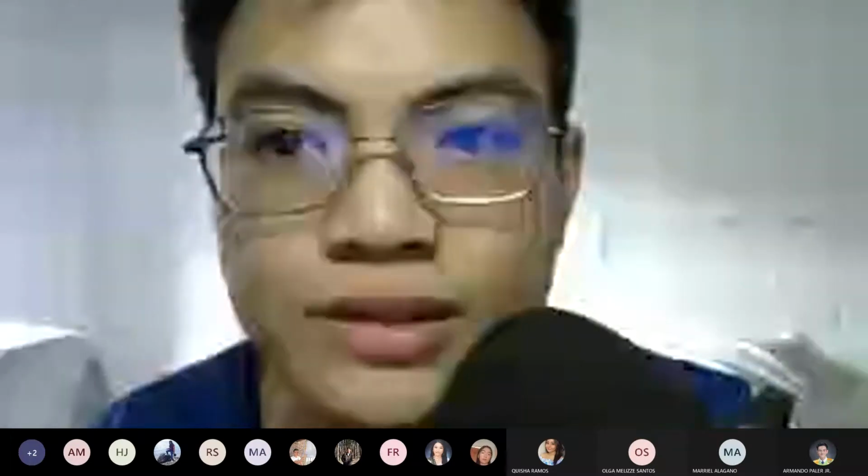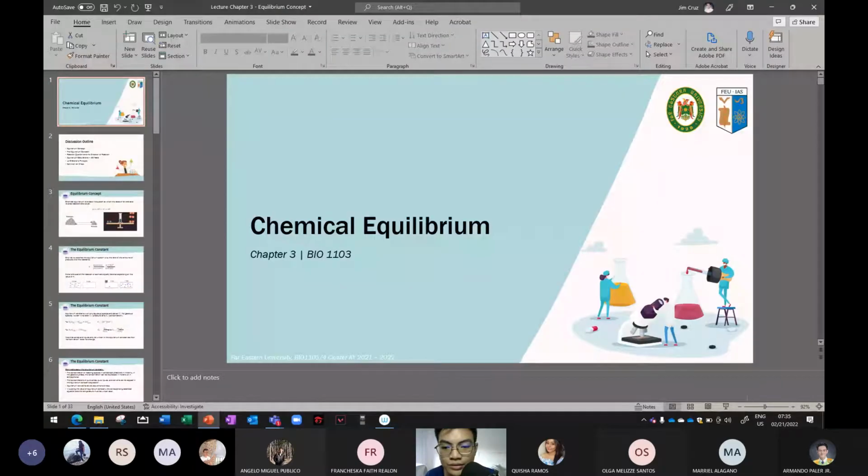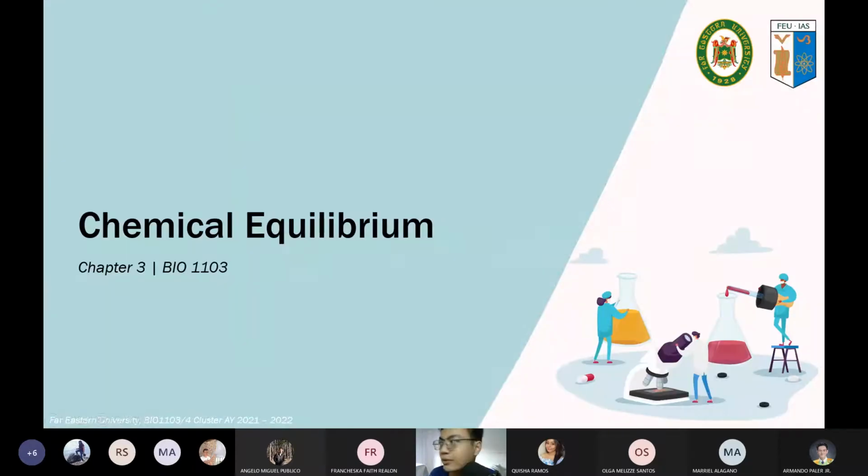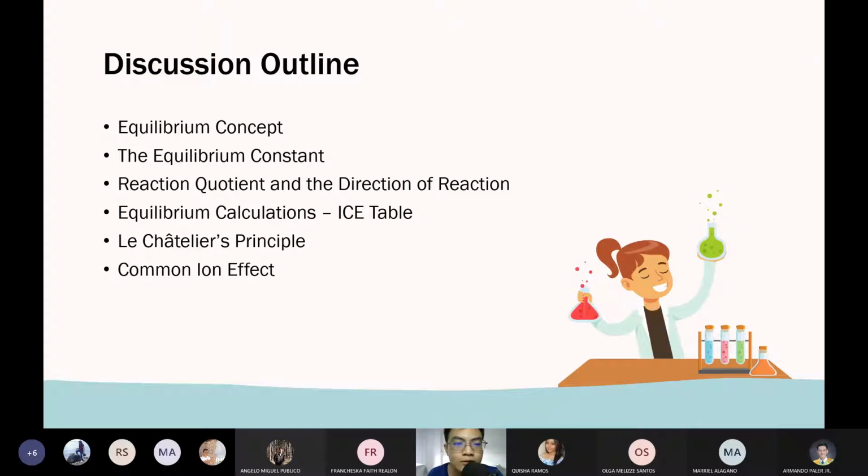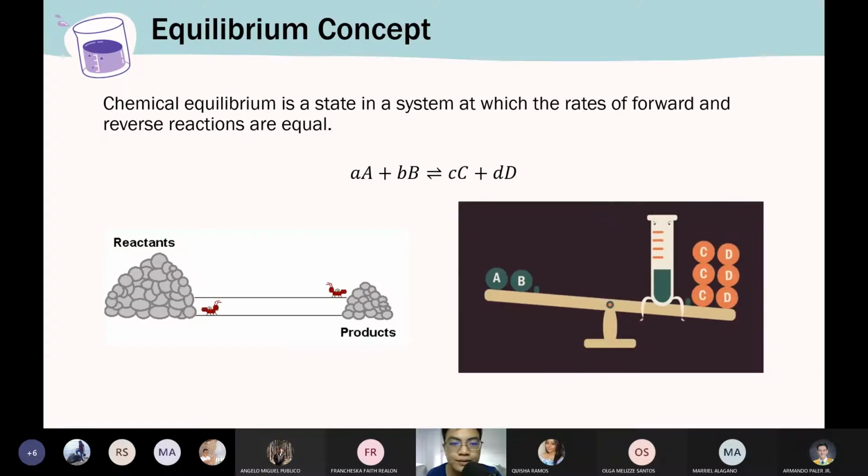So for the session today, our agenda is to continue the discussion on chemical equilibrium. Last time we were able to give you an introduction on what a chemical equilibrium is. Basically, it is a state of a system wherein it tries to balance the rate of the formation of products and reactants. So it's the state of a system wherein the rate of forward and reverse reactions are equal.